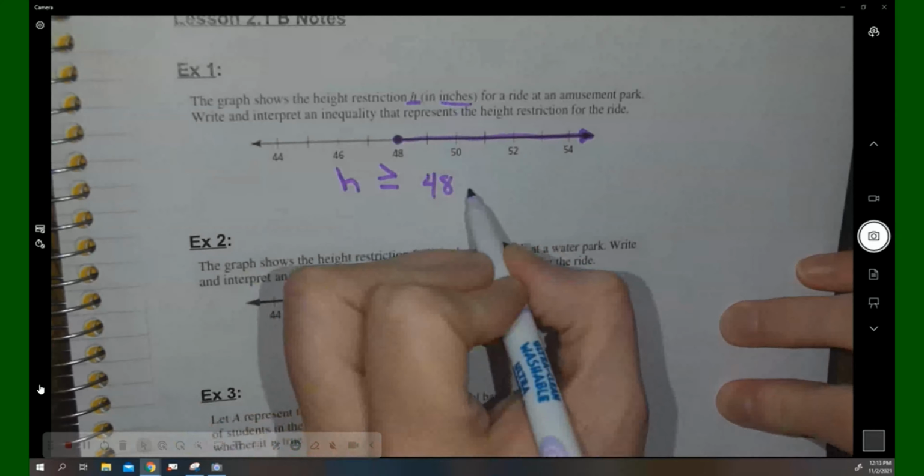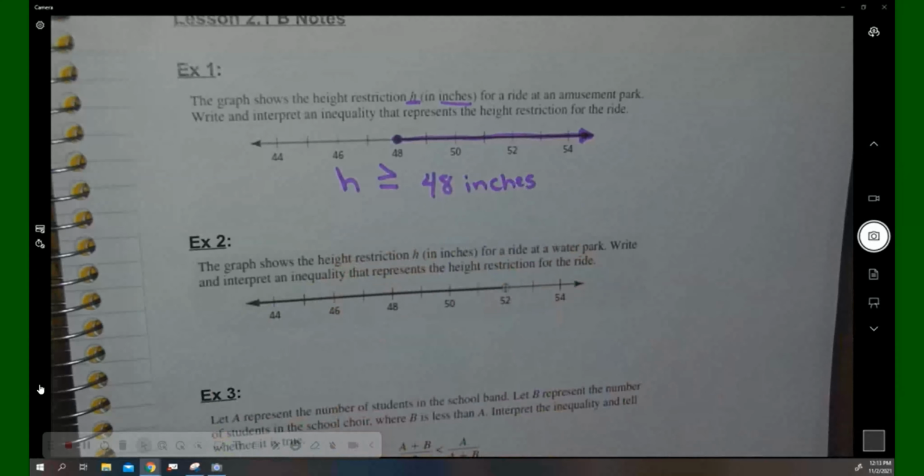And it was talking about inches, so we could even label it 48 inches. When we're interpreting it, the inches are important. When I'm writing my inequality, I don't have to have that label. But when I'm talking about this, I know that in order to ride whatever ride this is, I have to be 48 inches tall or taller.